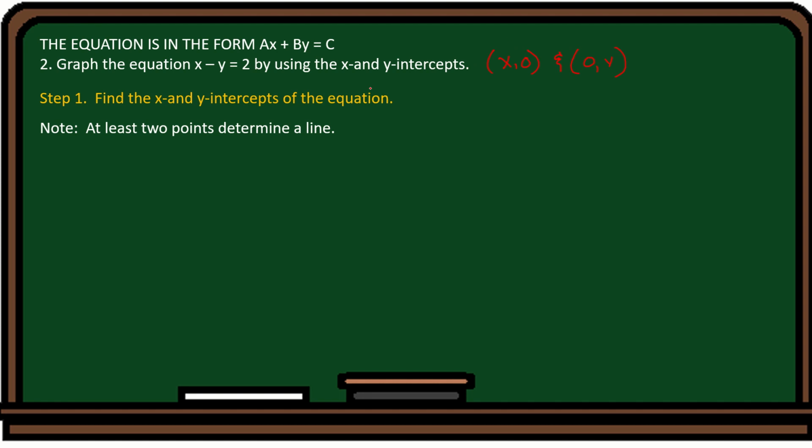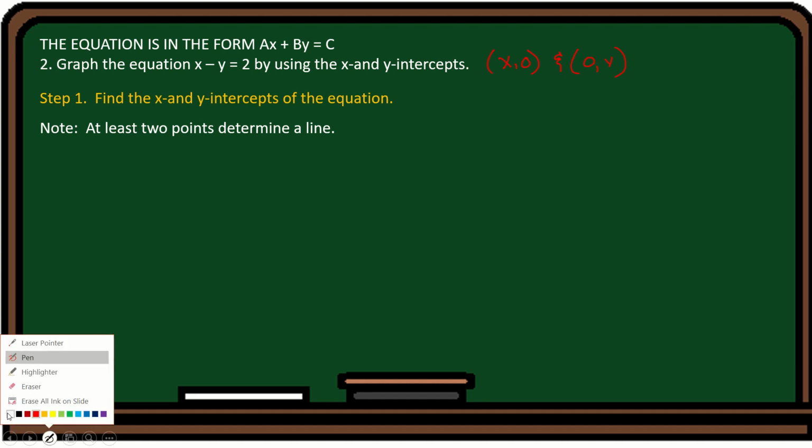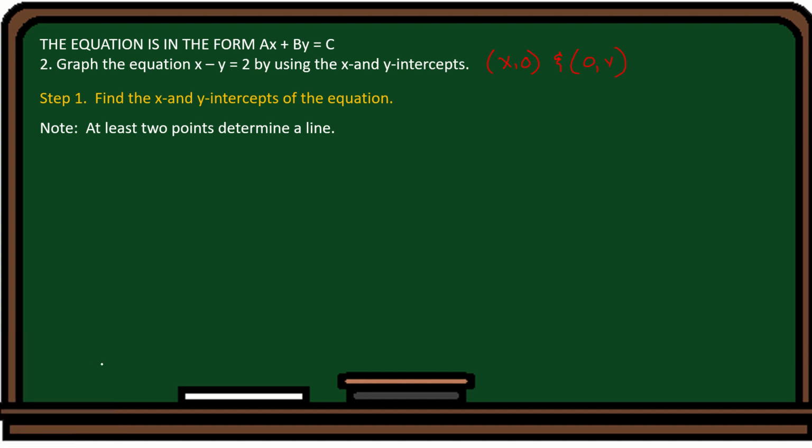Now step 1. Find the x-intercept of the equation. Note that you need at least 2 points to determine a line. You can use only 2 points in determining a line, but you can never use 1 point to determine a line. Why? Because you cannot connect a line using only 1 point. So at least you have 2 points or more.